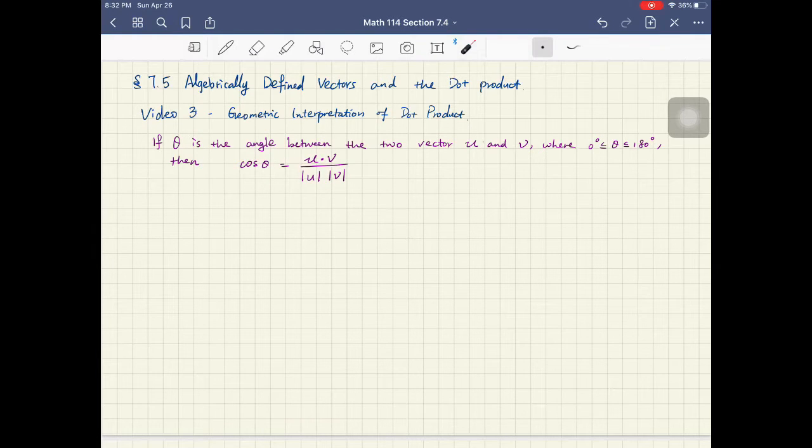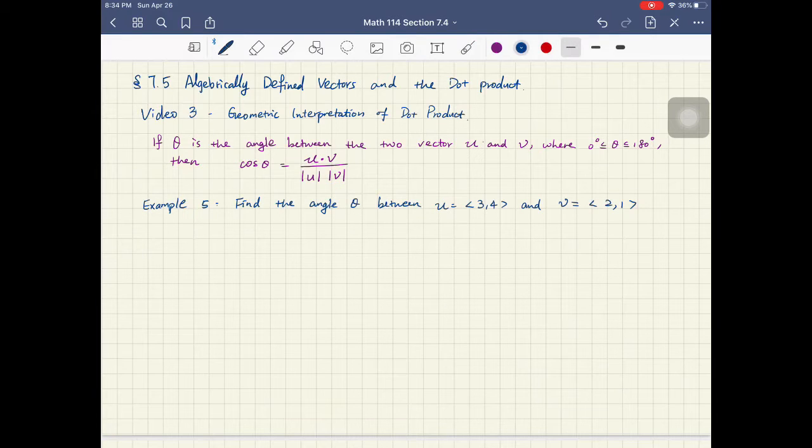So the definition says if theta is an angle between two vectors u and v, where we do need to make sure theta is between 0 and 180 because everything is based on a triangle, then cosine of theta can be defined as the dot product between u and v divided by the magnitude of u times the magnitude of v.